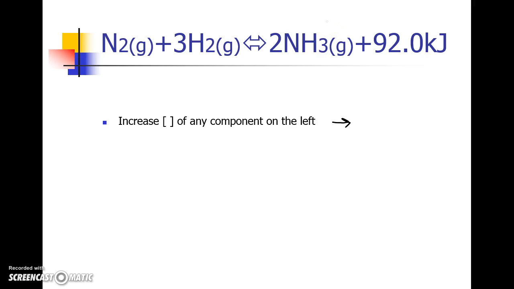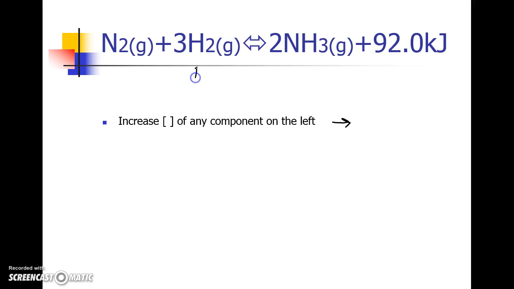Sometimes you'll see little arrows like this. So let's say we chose to increase N2. If we increase N2, the reaction is going to shift away from that increase, and it's going to point this way. It's going to make more NH3. In the process of making more NH3, it's going to release more heat, and it's going to consume some of that H2.